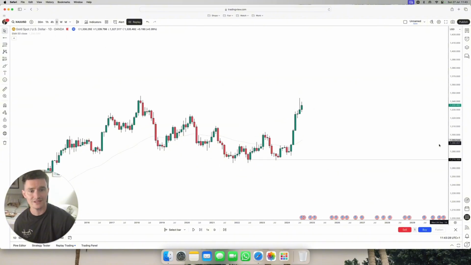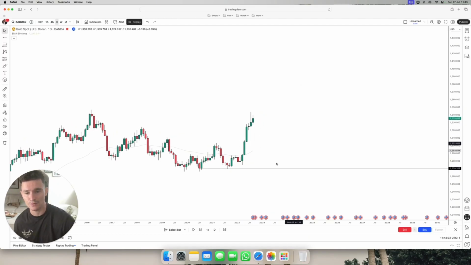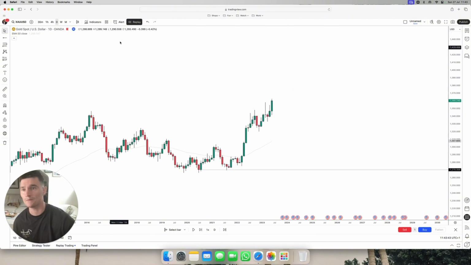And again, if you look on the daily, we are massively overextended. So we need to see a daily pullback first. We need to see it. We may be starting to get one, potentially. No, we're not. And off we go.